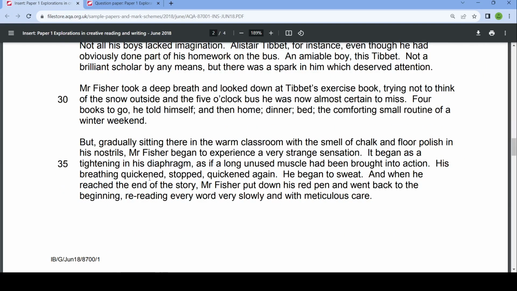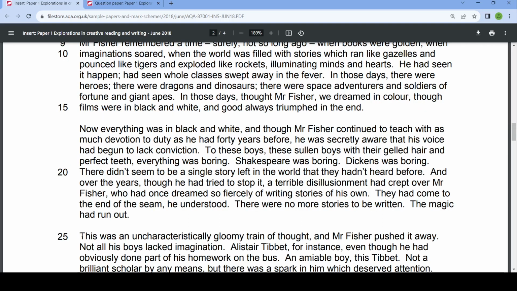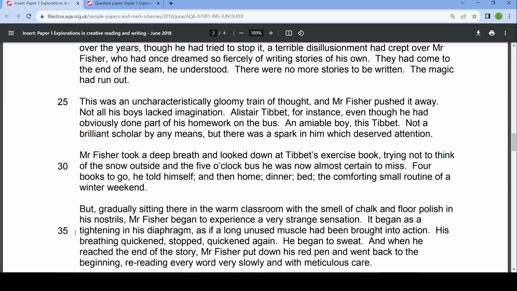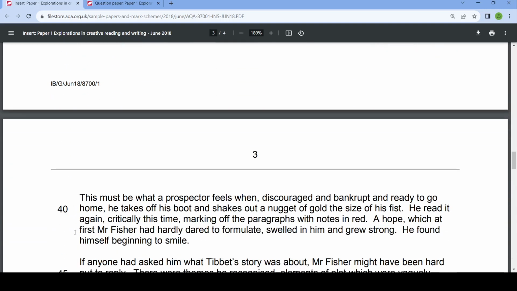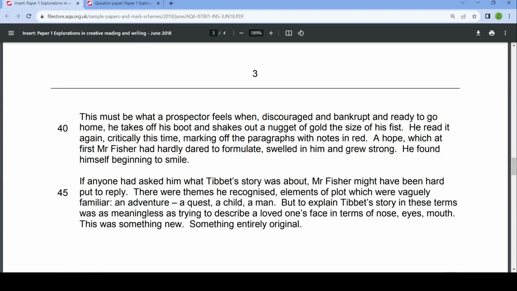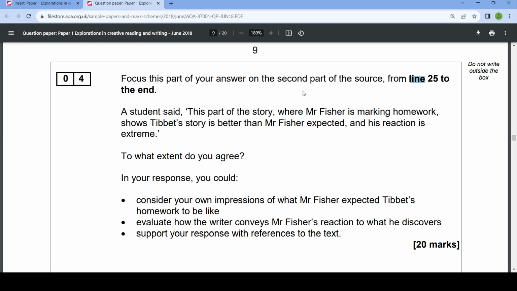Okay. So you go down here. There's line 25. And so it's asking you to focus your answer on this. But notice it does say that you can focus this part of your answer on the second part of the source. So your points have to be mostly about these lines, and your starting points have to be from these lines, but you are allowed to refer to the rest of the source as part of your point.